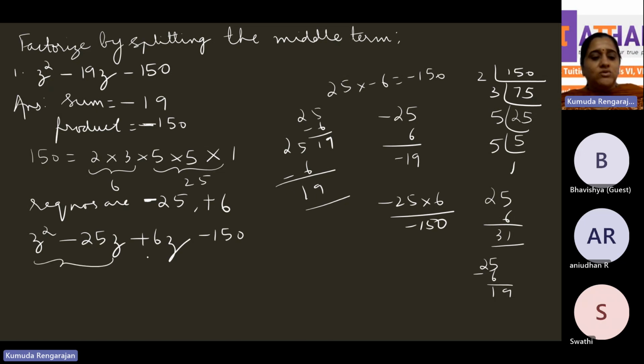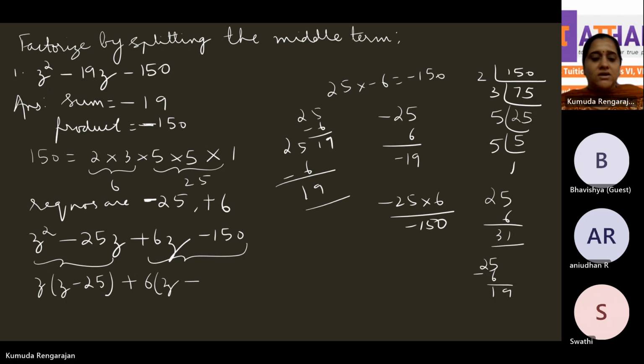So now group the first two terms and last two terms. z is common, so z into z minus 25, plus what is common? 6 and 150, 6 itself is common. 6 into z is 6z. Plus into minus is minus. 6 into 25 is 150.